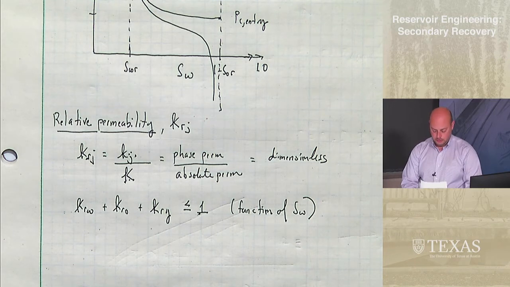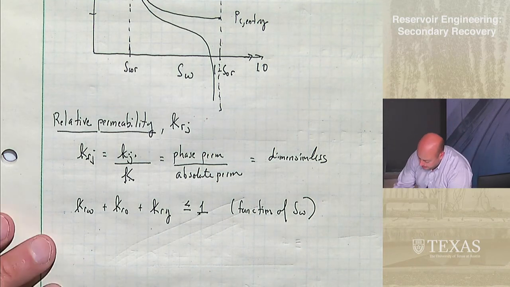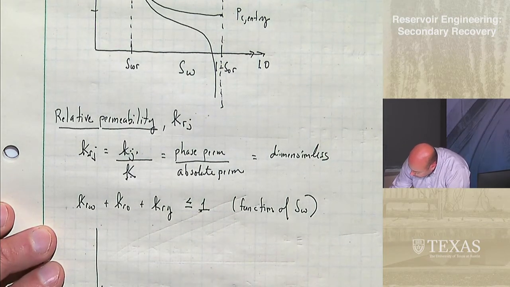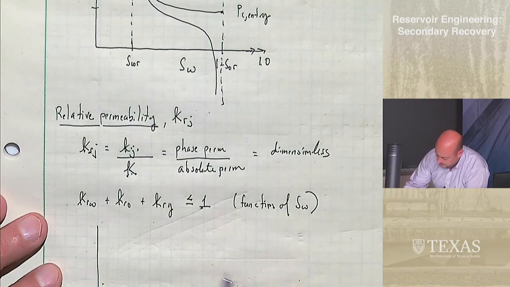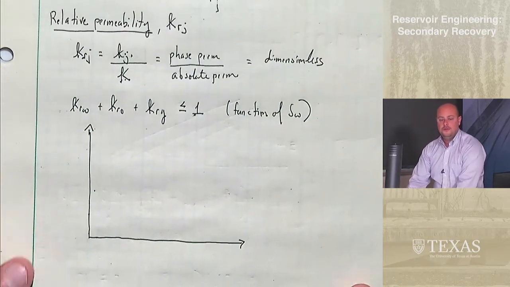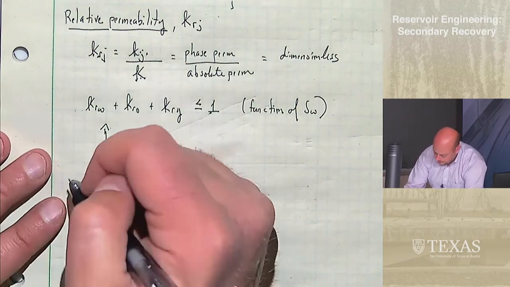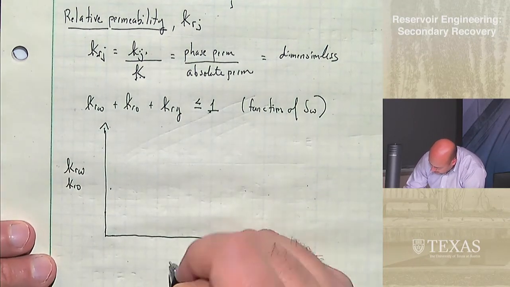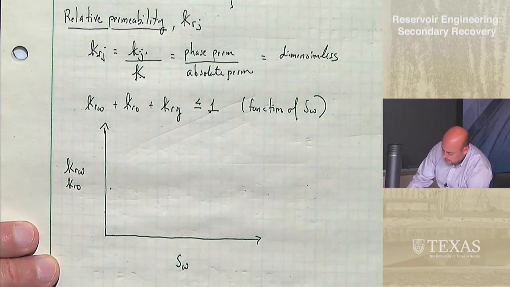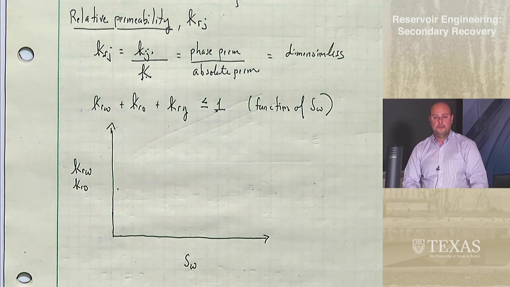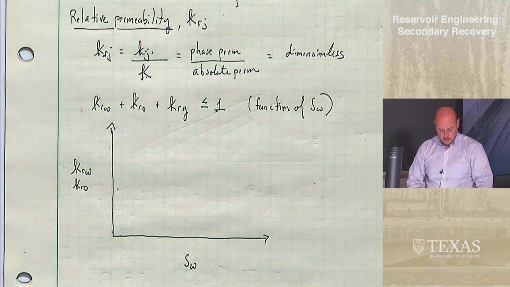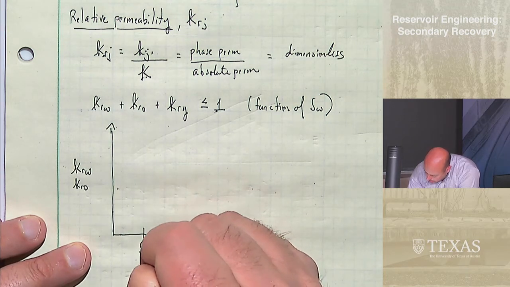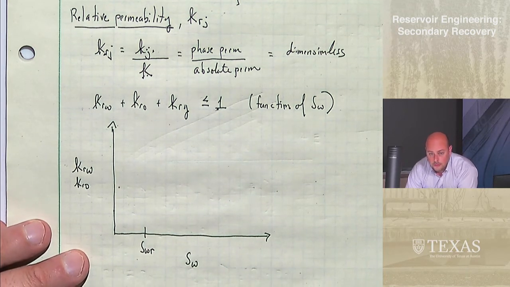And what does a typical plot of relative permeability look like? Now I'm going to stick to oil and water, no gas, and we'll do that for much of the semester. We'll talk about two-phase flow, oil and water. If we make a plot of KRW and KRO versus SW, then again, we've got some special values on there.